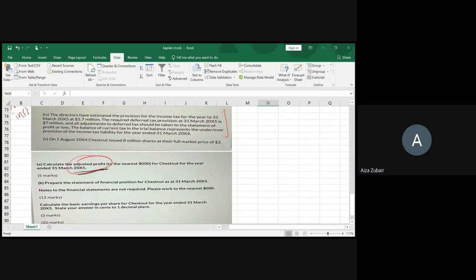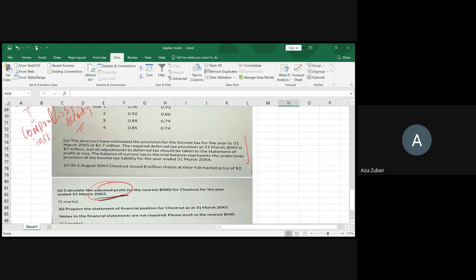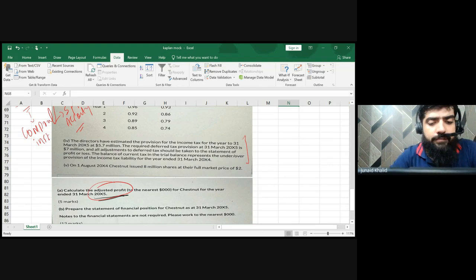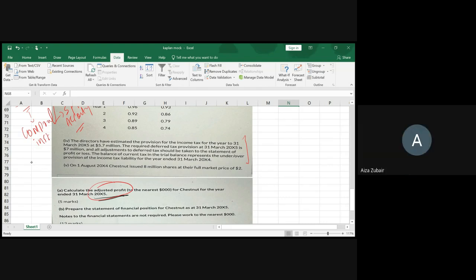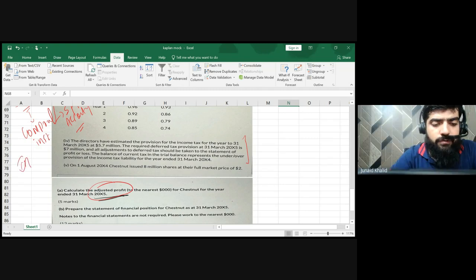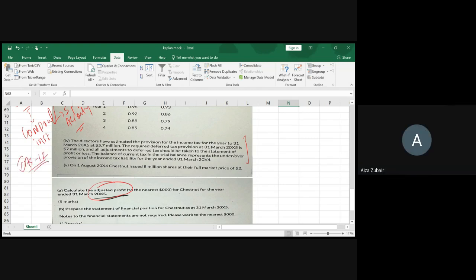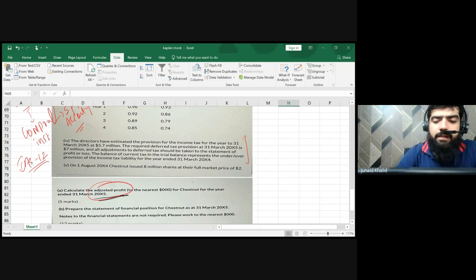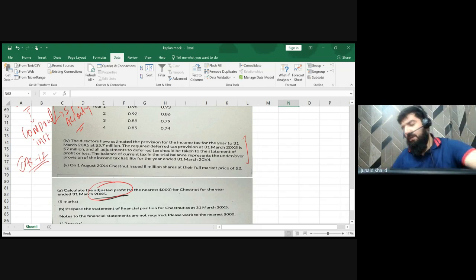The directors have estimated the provision for the income tax for the year to 31st March 2005 at 5.7 million. In which accounting standard are we? IAS 12. Very good. It's IAS 12, that is income tax, right? Yeah. So it means we need to calculate the tax as well. Now we just need to calculate the adjusted profit or loss. We'll try to solve all the adjustments one by one.